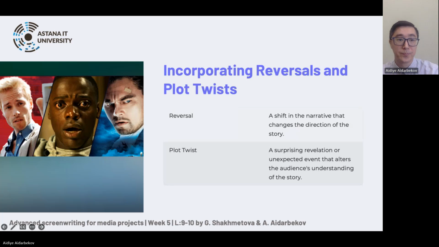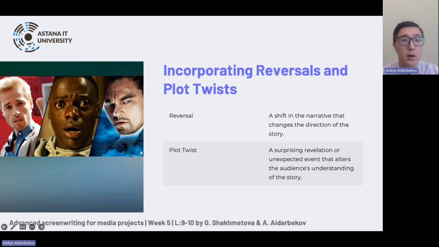So, incorporating reversals and plot twists. What's a reversal? A reversal is usually a shift in the narrative that changes the direction of the story. And a plot twist is a surprising revelation or unexpected event that alters the audience's understanding of the story.